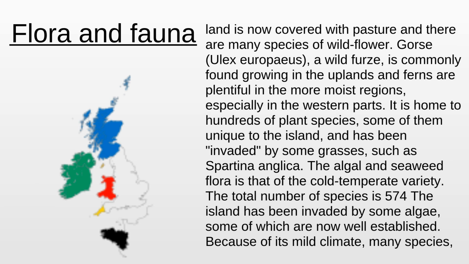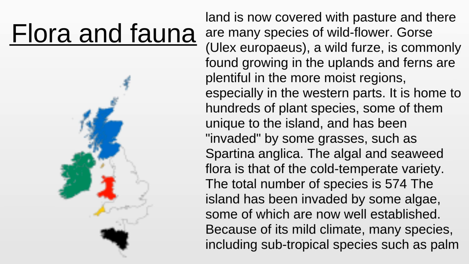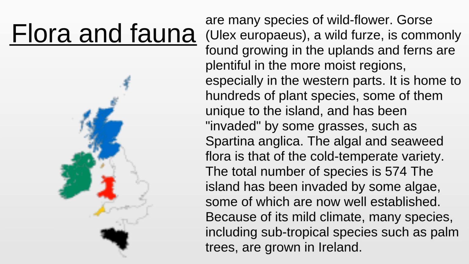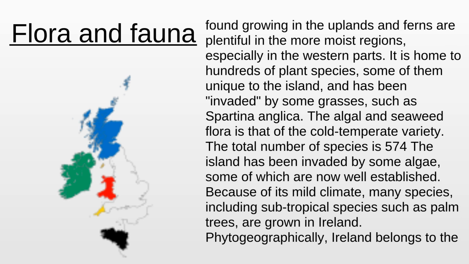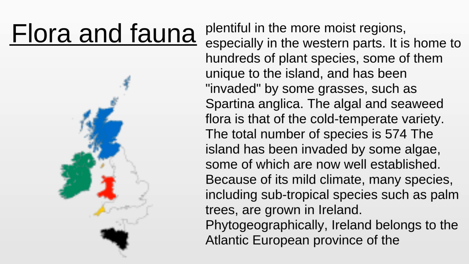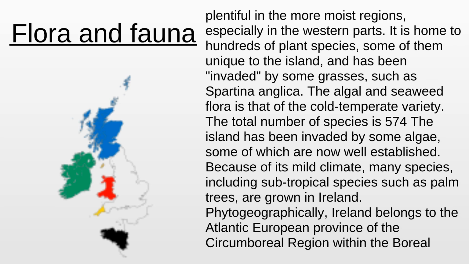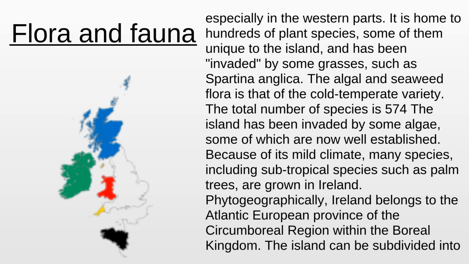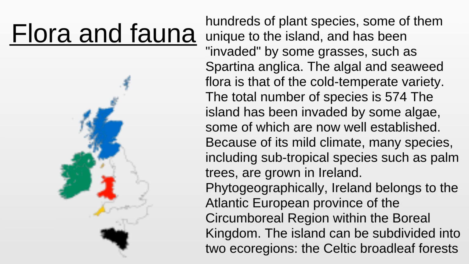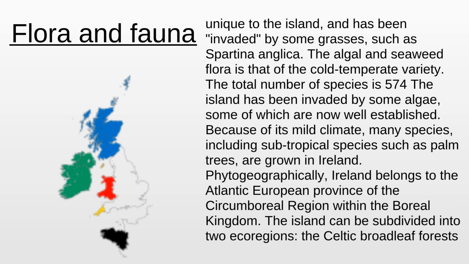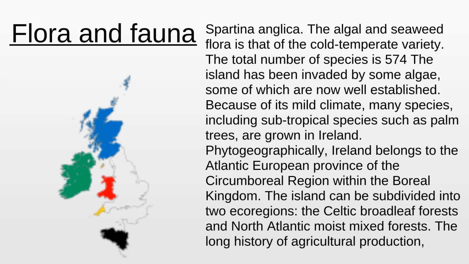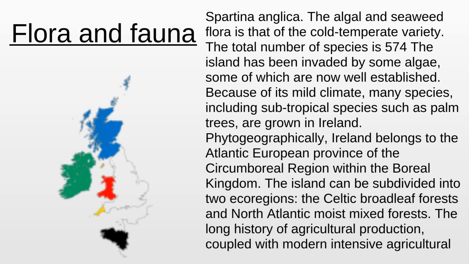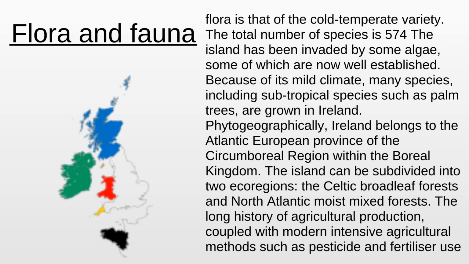Remnants of native forests can be found scattered around the island, in particular in the Killarney National Park. Much of the land is now covered with pasture and there are many species of wildflower. Gorse, Ulex europaeus, a wild furze, is commonly found growing in the uplands, and ferns are plentiful in the more moist regions, especially in the western parts. It is home to hundreds of plant species, some of them unique to the island, and has been invaded by some grasses, such as Spartina anglica.